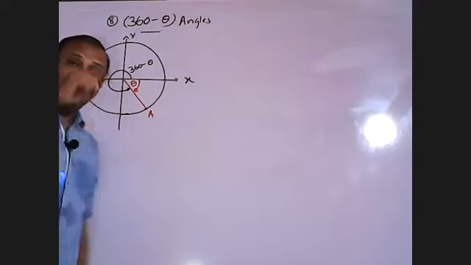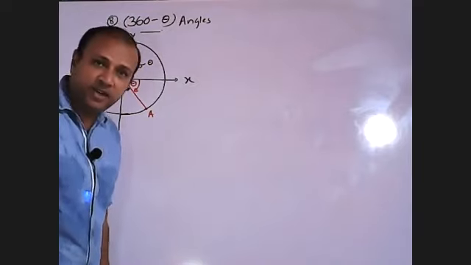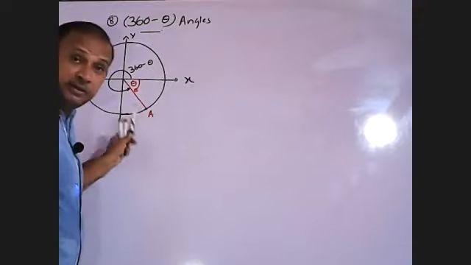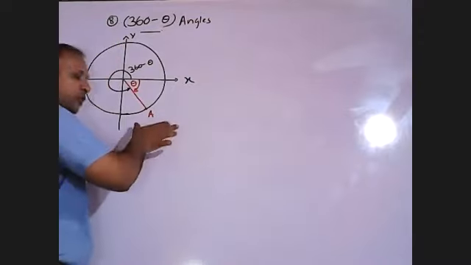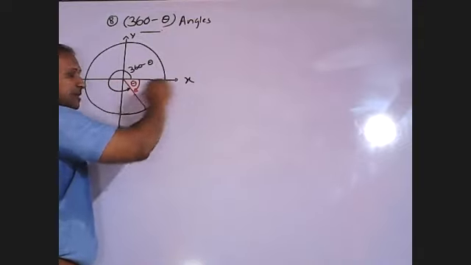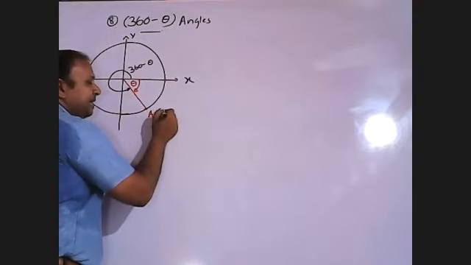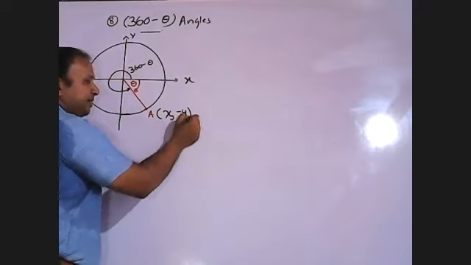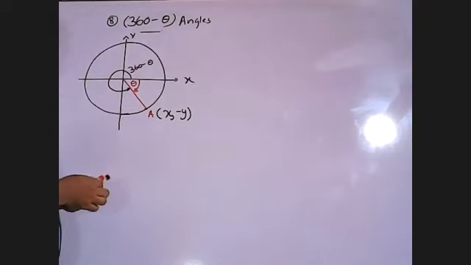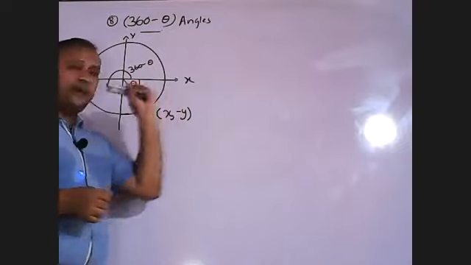Then, after that, you have to write the typical coordinate of A. This angle belongs to the fourth quadrant. The fourth quadrant is bounded by minus y and plus x. Therefore, I can write x, minus y as its typical coordinate.